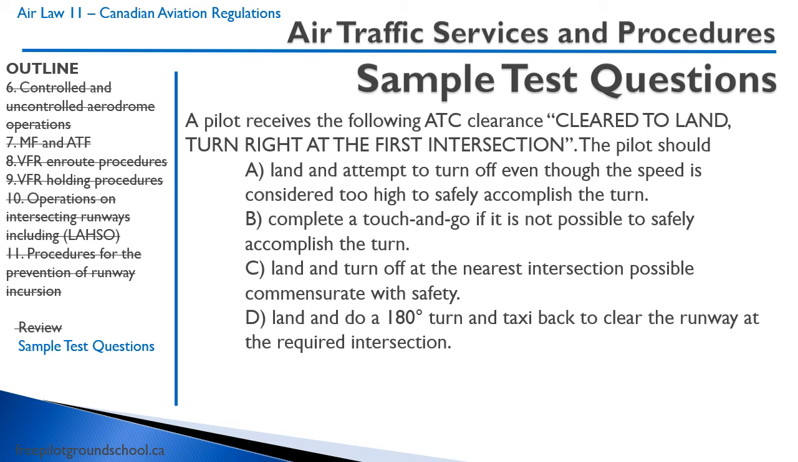B, complete a touch and go if it is not possible to safely accomplish the turn. Well, that seems like a rather silly thing to do. C, land and turn off at the nearest intersection possible commensurate with safety. Well, that sounds awfully common sense. And D, land and do a 180, turn back and taxi to the clearance at the runway at the required intersection. So again, no, don't do things with air traffic control that they're not expecting. Just do what ordinary common sense people would do, and most of the time you are going to be right. So correct answer C.